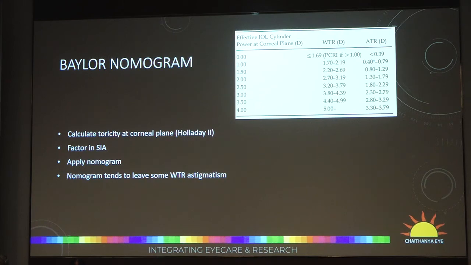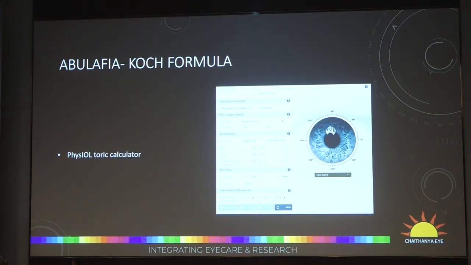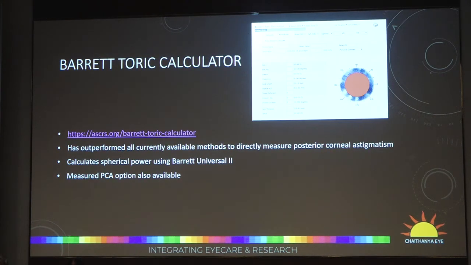The Baylor nomogram is a nomogram which you can obtain, and it usually calculates the toricity at the corneal plane using a Holladay 2 formula. You should factor in your surgically induced astigmatism and apply the nomogram. It tends to leave some with the rule astigmatism. There is also the Abulafia-Koch formula available on the physical toric calculator online. But the most popular and the easiest formula to calculate IOL power for toric IOLs that is available nowadays is the Barrett toric calculator, available for free on the APACRS website.